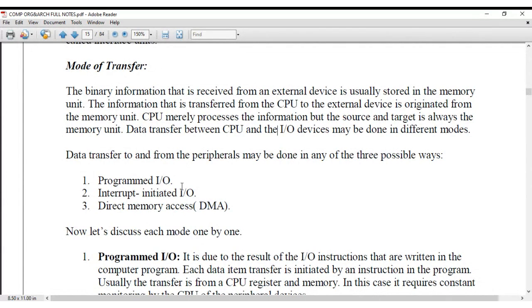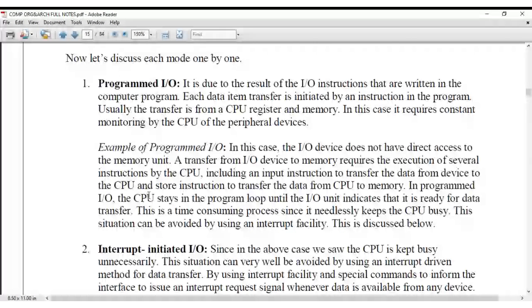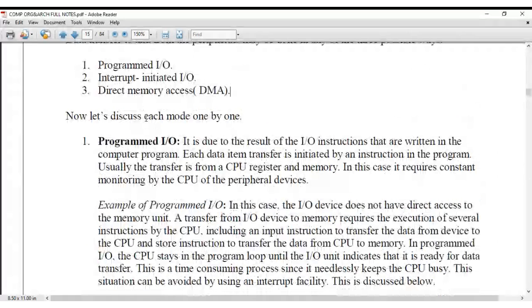So there are three modes of data transfer between the I/O devices. We were able to introduce them. One of them is programmed input output, or programmed I/O. The other is interrupt driven I/O. We normally call it interrupt initiated or interrupt. So that we can now see what we are having, let's begin with programmed I/O.